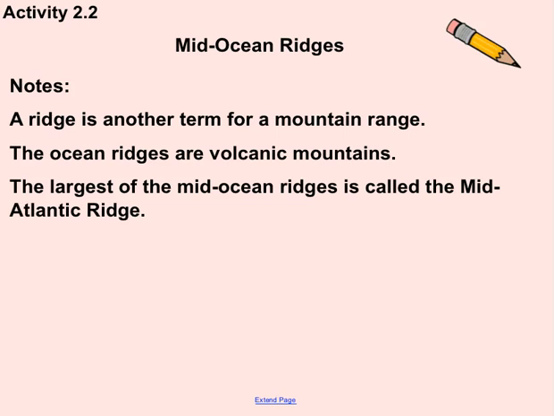So these are some notes you can add to your notes pages on the mid-ocean ridges. A ridge is simply another term for a mountain range. Now the ocean ridges are volcanic mountains. The largest of the mid-ocean ridges is called the Mid-Atlantic Ridge.